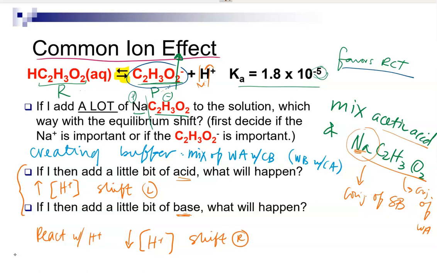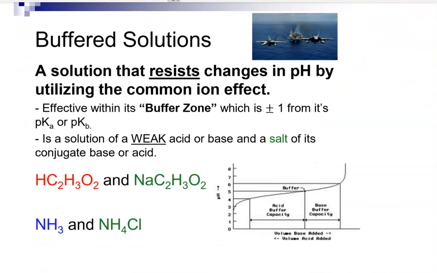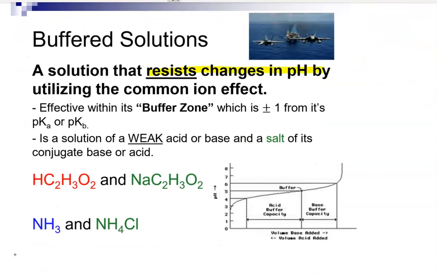So the big important thing to understand about a buffer so far on this page is right here. It's a mixture of a weak acid with its conjugate base. And what that does, using the principles of Le Chatelier, is it creates a solution that resists change in pH, and it's because of the common ion effect. Think Le Chatelier.